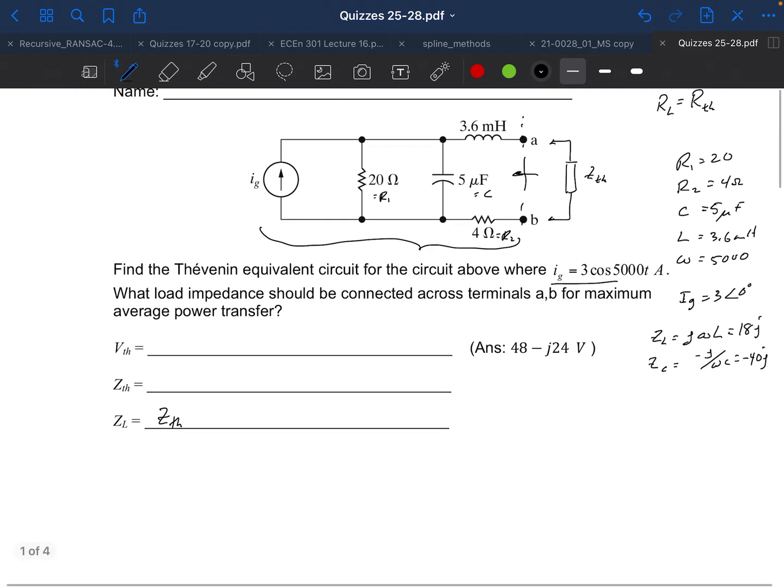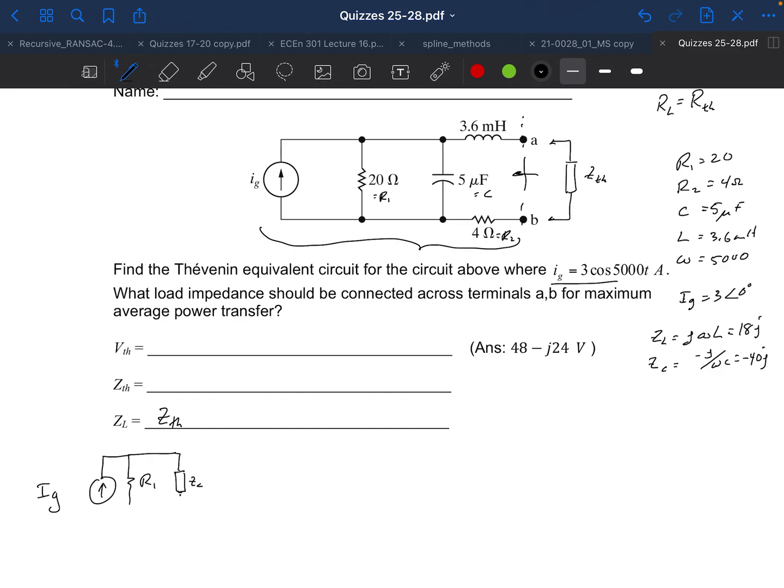the phasor equivalent. So I'm going to have a current IG, and then I've got R1. I've got my impedance here that I'm just going to call the impedance of the capacitor. It's going to be minus J over omega C. And then I've got an impedance of the inductor. Let's call that ZL. And then I've got a resistance R2. And I'm trying to find the Thevenin equivalence looking into this circuit like that.